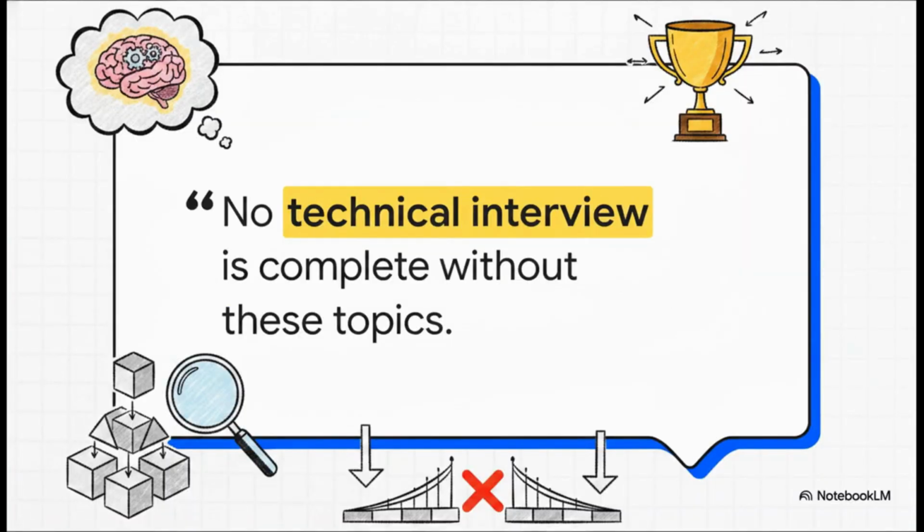If you're gearing up for a competitive exam or walking into a technical job interview anytime soon, mastering these object-oriented programming concepts is absolutely non-negotiable. Like literally, no technical interview is complete without these topics. You can't just memorize textbook definitions here. You really need to understand how they actually function in the real world.